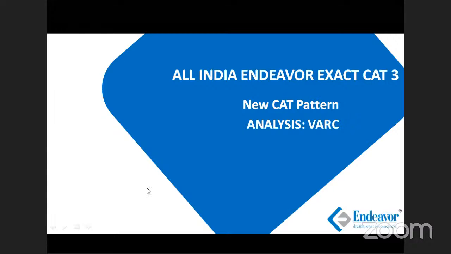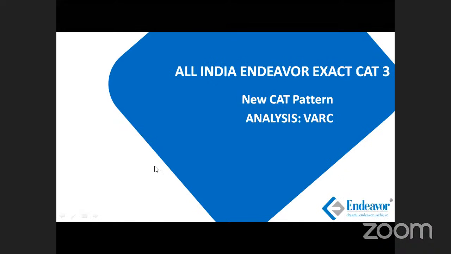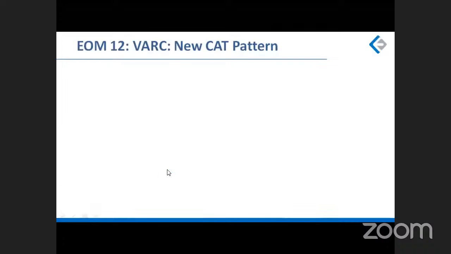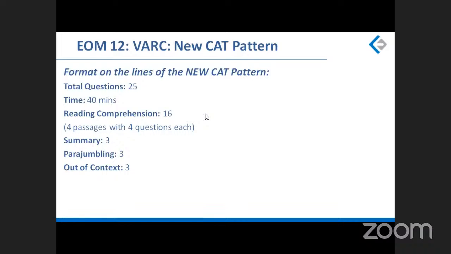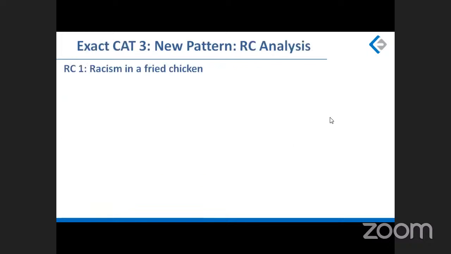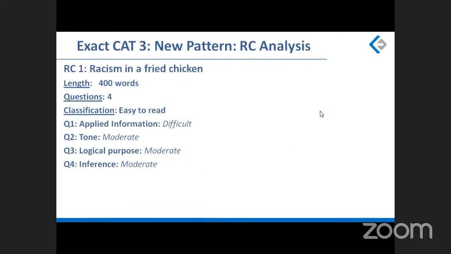So what did we give you today? We gave you CAT 2019 slot 2 verbal, which was labeled almost by everyone as a moderate to difficult section. So 25 in 40: 16 questions in reading comprehension, 3 in summary, 3 in parajumbling, and 3 questions in odd one out of context. Overall difficulty level, as I said, moderate to difficult. Let's look at the passages. The first passage was racism in a fried chicken, 400 words, 4 questions.